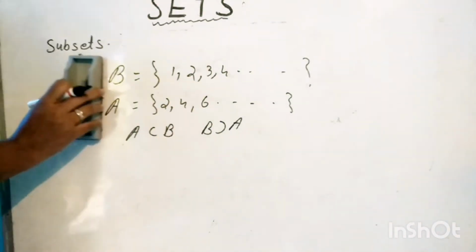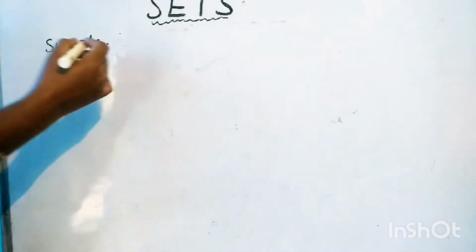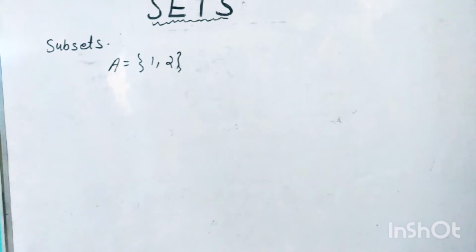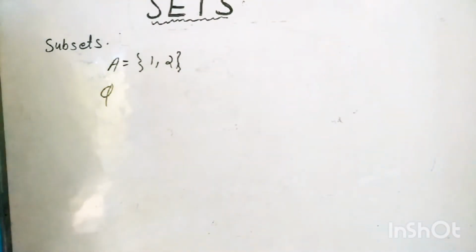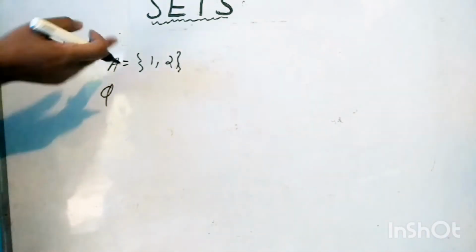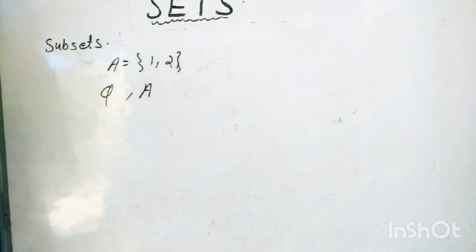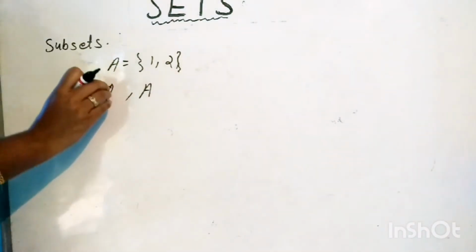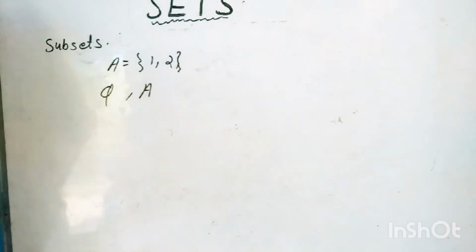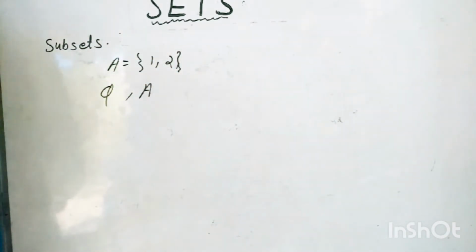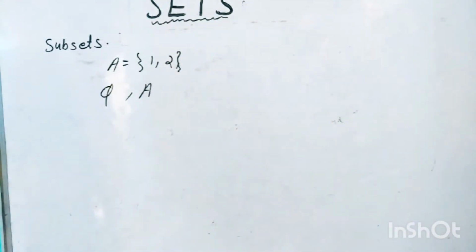Now, we have two trivial subsets. Suppose A is equal to 1, 2. Then the trivial subsets of A are, first, the empty set, which is always a subset of A because there is no element in the empty set. And the second one is A itself. Trivial subsets means these two subsets will always be there for any set. If A is equal to 1, 2, the empty set and A itself are the two trivial subsets of A.